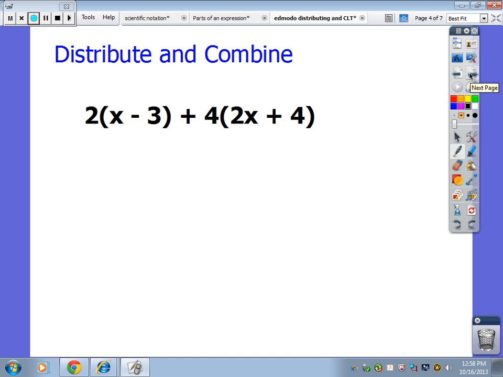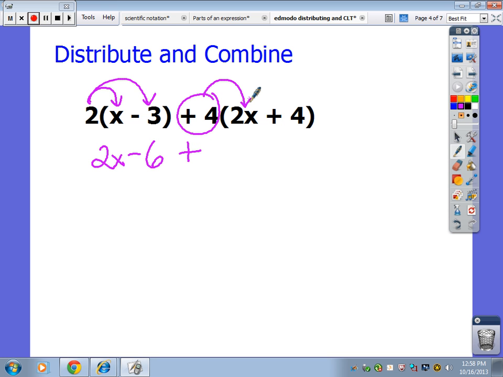All right, so now we need to put it all together. We need to distribute and then combine. So let's go ahead and distribute here. We've got 2x minus 2 times 3, which is 6. And we're going to add, and remember when you're distributing, you always want to use the leading sign. So 4 times 2x is 8x, and then positive 4 times positive 4 is 16.